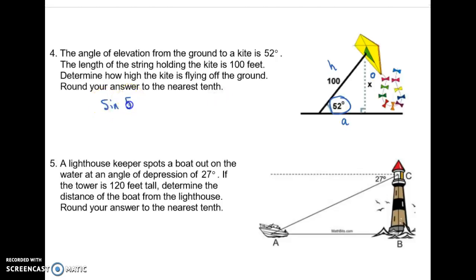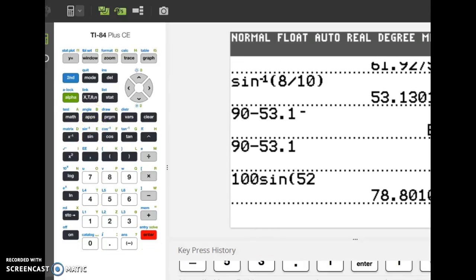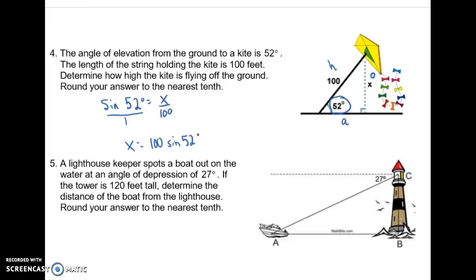So sine of 52 degrees equals, if we call that x, divided by 100. And again, we can treat this as sine of 52 over 1. Cross multiplying, we have x is 100 sine of 52. So let's find out what that is. We're going to type in 100 sine 52, and I get 78.8, rounding to the nearest tenth of a foot.